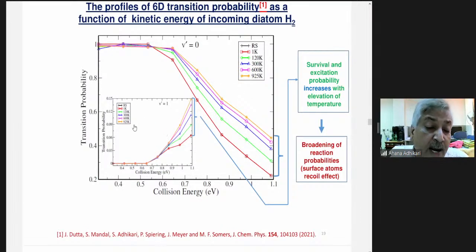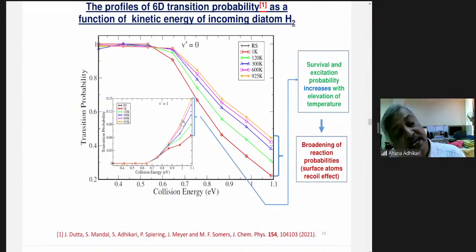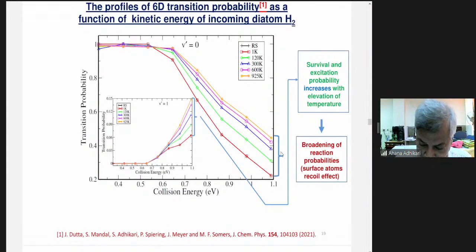And if you look at the inelastic collision, that means V prime equal to 1, you can see that at 1 Kelvin, this is not really counterintuitive. You can see as the surface temperature increases, the excitation happens more and more. Okay.